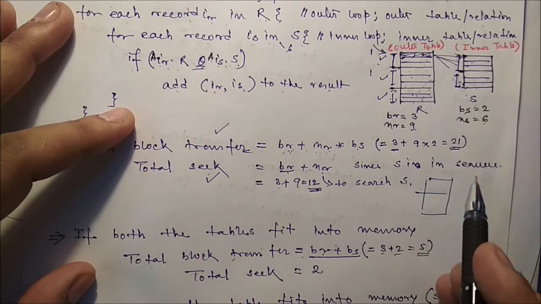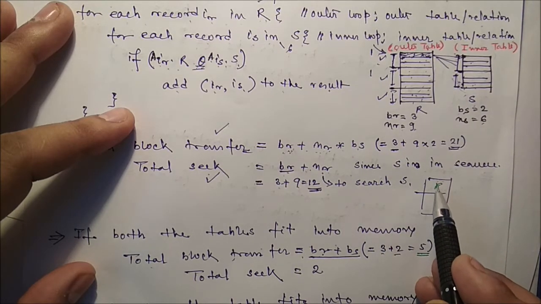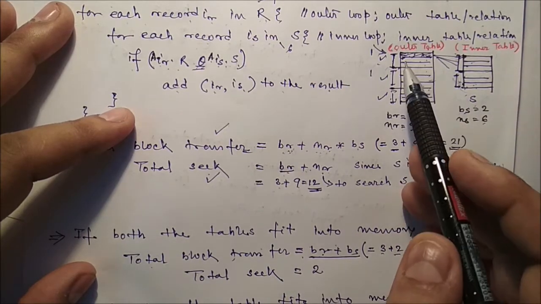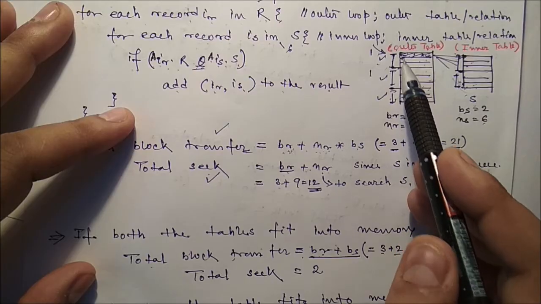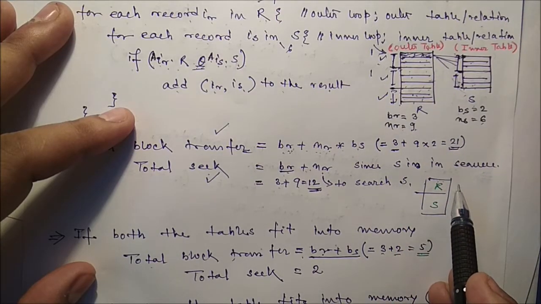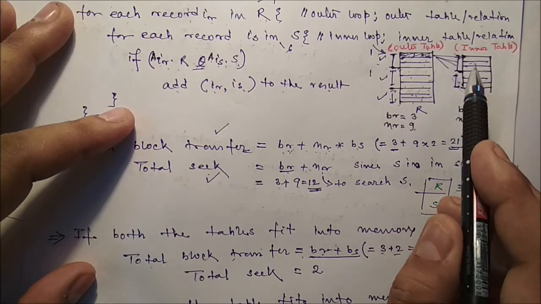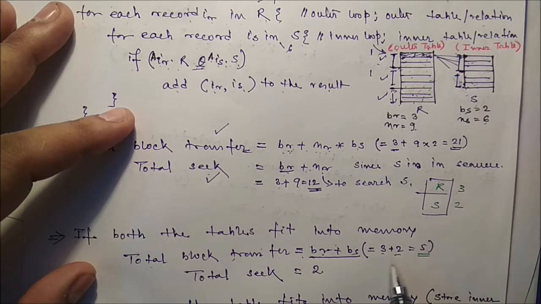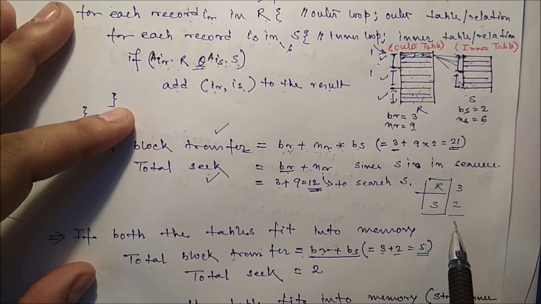If it is possible that table R fits into the memory and table S also fits into the memory, then we have to transfer at least once. We have to transfer this block, this block, this block. So we need 3 transfers for R, and 2 transfers for S. So the total is 3 plus 2, which is 5.